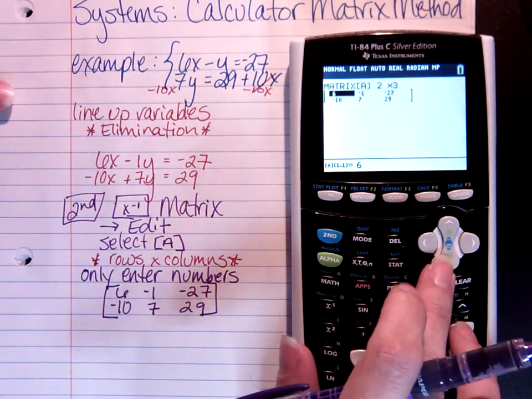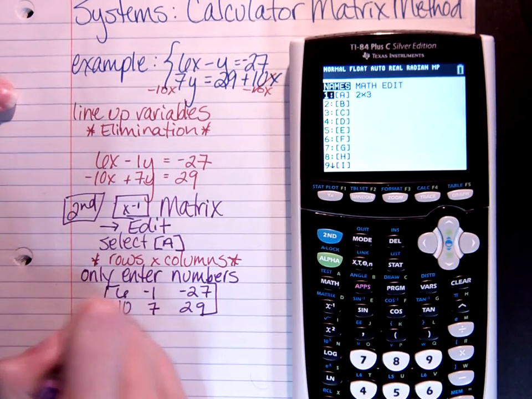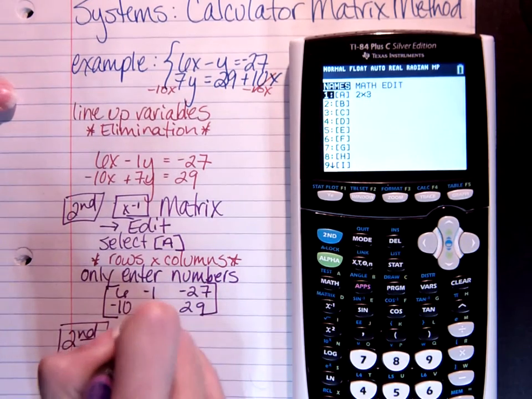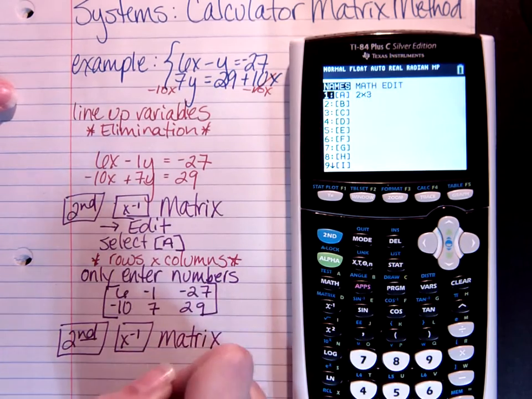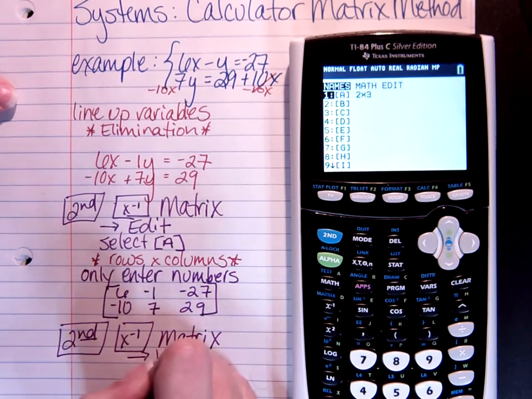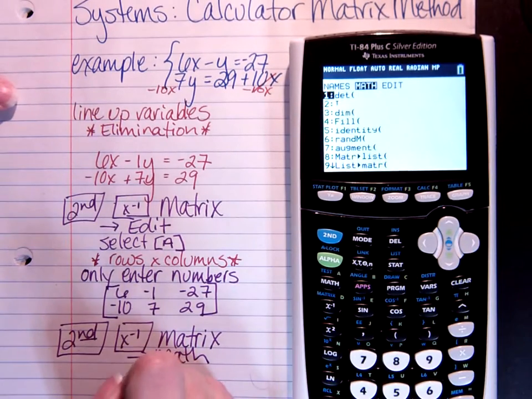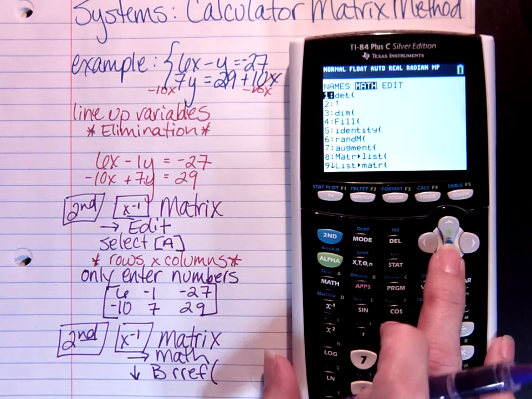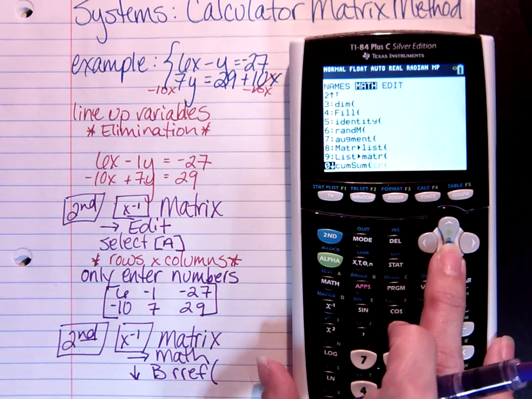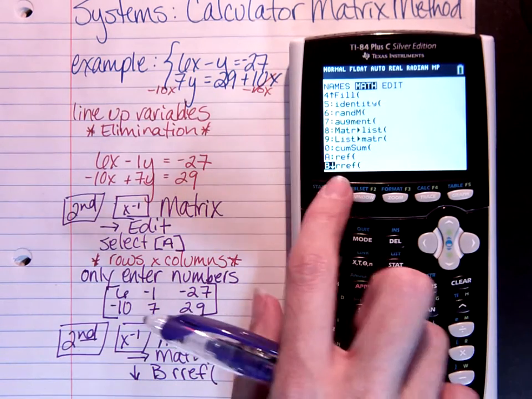Once we've got it all set up, we're going to second matrix again, to get back into our menu. And this time we're going to go over to Math. And from this menu, we're going to go down until we get to option B, which says rref and has parentheses. So when we do that, we're going to go all the way down, rref. That stands for Reduced Row Echelon Form.